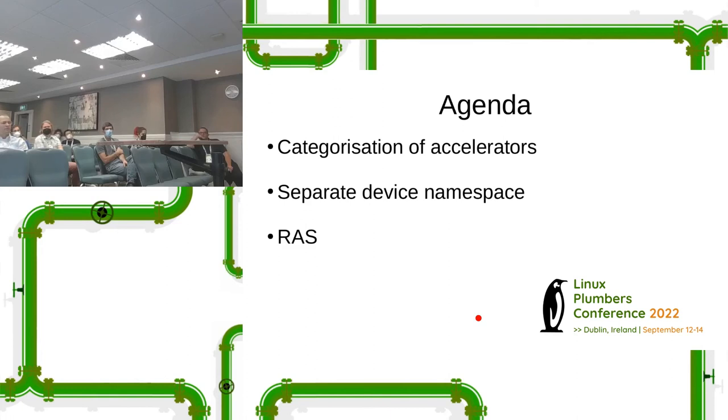Which kind of leads down to the second point, which is, is a separate device namespace needed? Do we need a dev accel, or is it not needed? That's usually where it comes down to. So again, PyTorch user space wants to figure out how to open a PyTorch accelerator. Should it search for it? Yeah, it wants things that are PyTorch accelerators. It doesn't want Vulkan drivers. It doesn't want RDMA drivers. Right? That's usually why you split them.